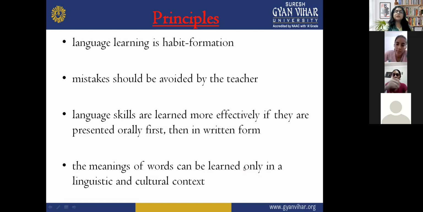Now next, let's have a look at some basic principles, students, related to the situational approach. As I have told you, the situational approach, have you understood this much? Yes, ma'am. Okay, just for my confirmation, Samiksha, please tell me, what do you understand by situational approach, very briefly?